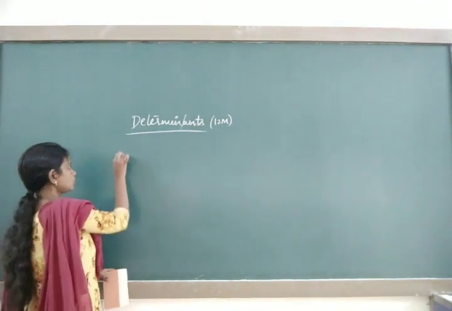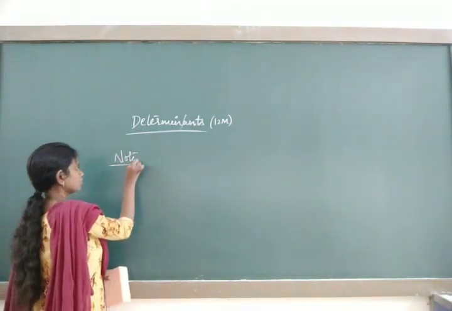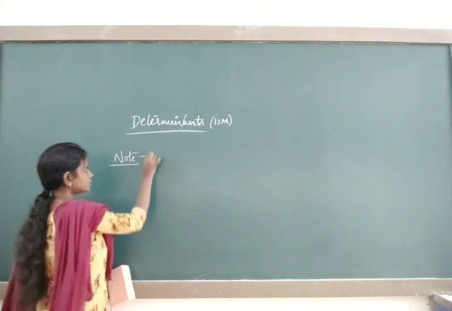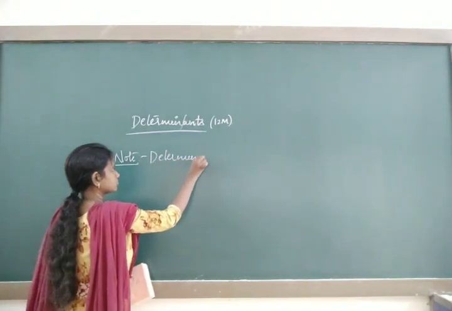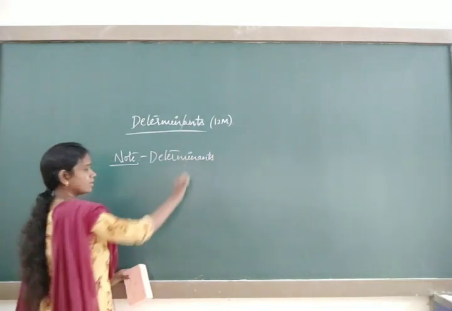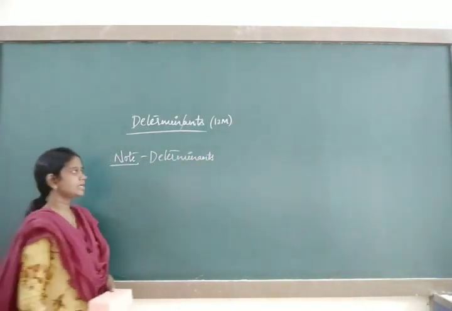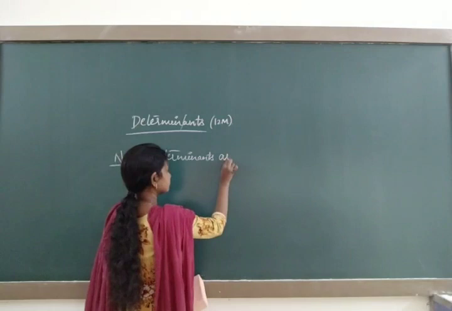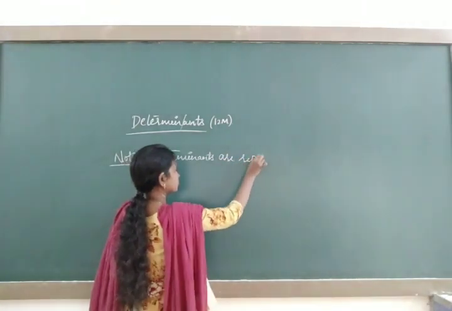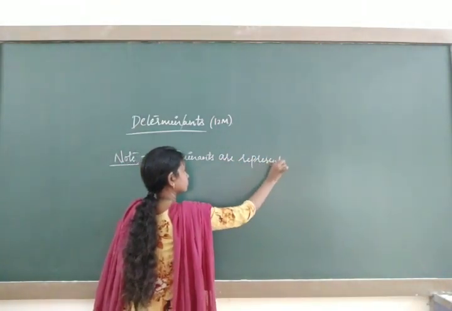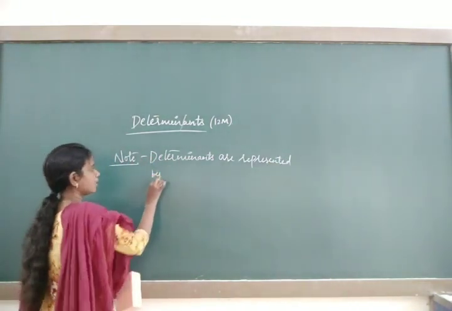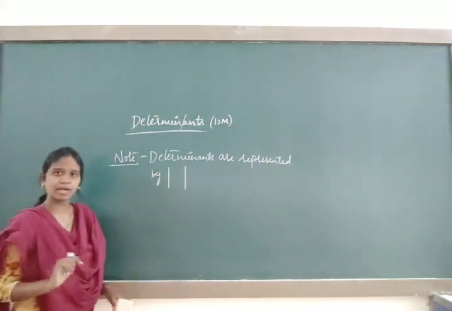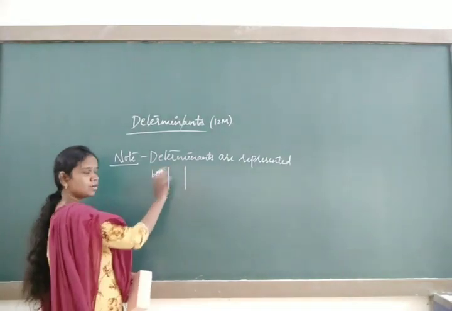So take note, determinants are represented by bars, whereas matrices are closed in brackets.